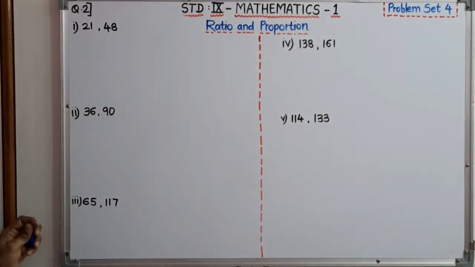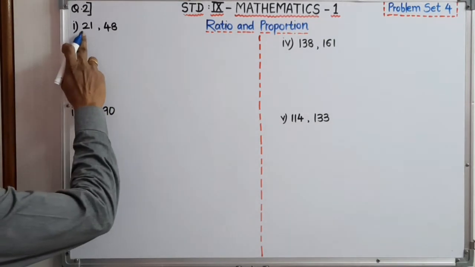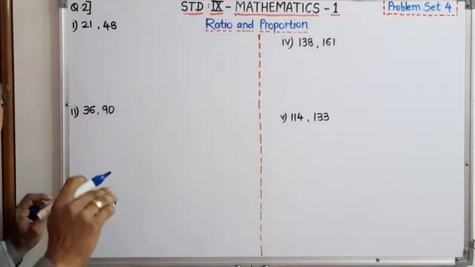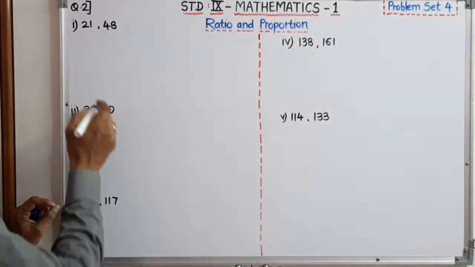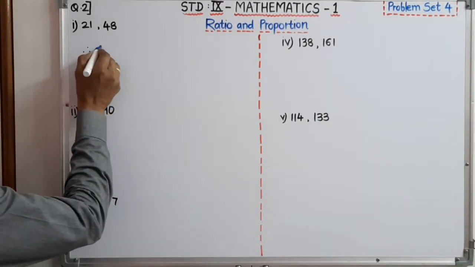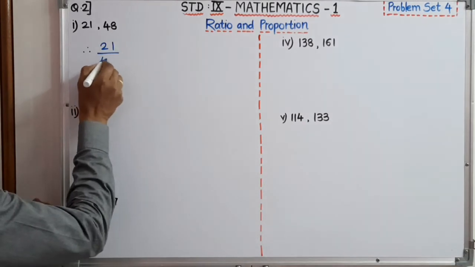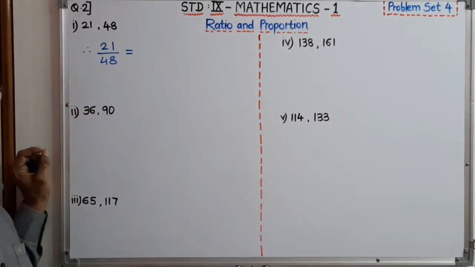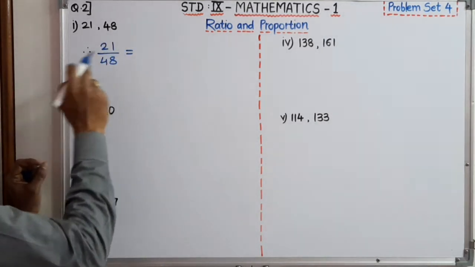Therefore, dear student, what we have to write? We have to write, see, first number is given 21 and second number is 48. We have to write the ratio of first number to second number. Therefore, dear student, we directly write 21 upon 48. Now, we have to write it in a simple form, that is in a reduced form. Therefore, we have to simplify this.